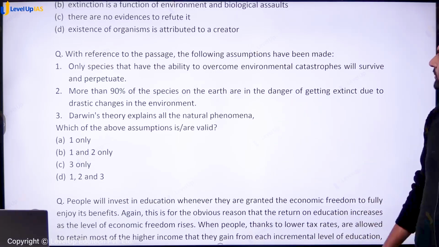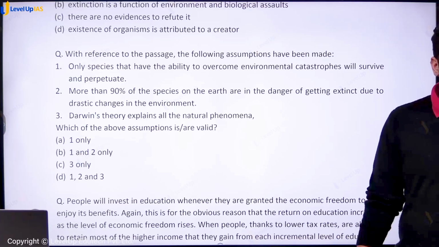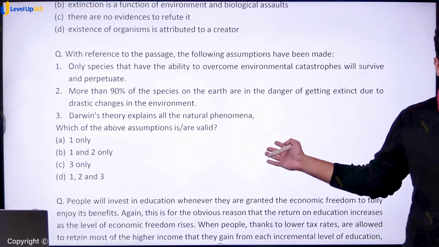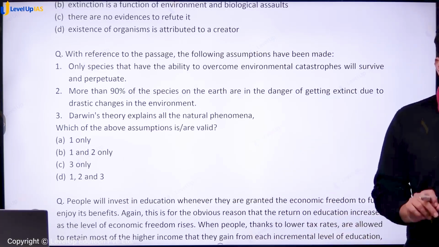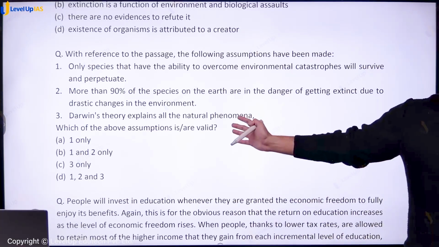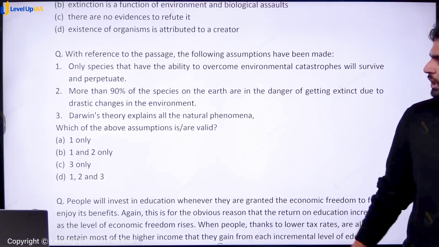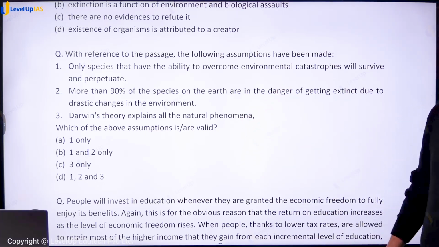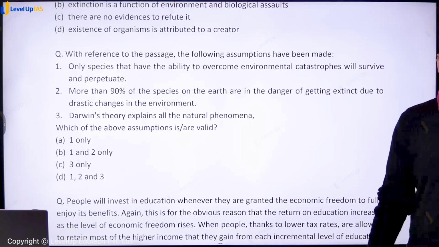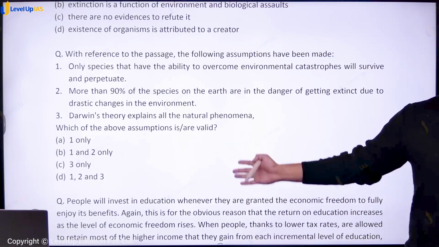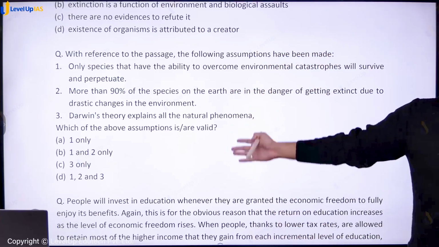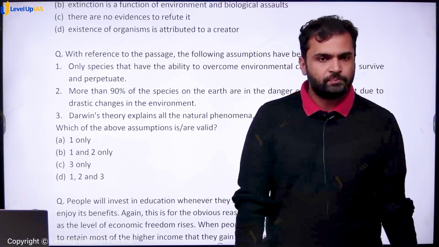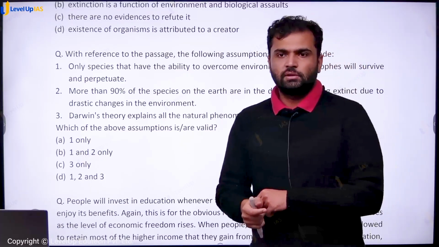More than 90% of the species on earth are in danger of getting extinct due to drastic change in environment. अभी के बारे में कुछ बोल नहीं रहा ऑथर पैसेज में. Author is talking about Darwin's theory of evolution. Author is not talking about current climate change or current ongoing extinction. Second statement के बारे में कुछ बोला नहीं गया ऑथर ने. Third, Darwin's theory explains all the natural phenomena. This is such a stupid statement. Can Darwin's theory explain black holes? No. So the answer would be simply A.